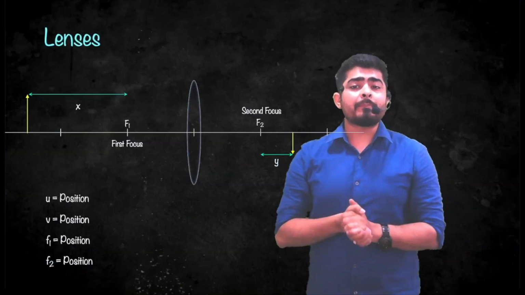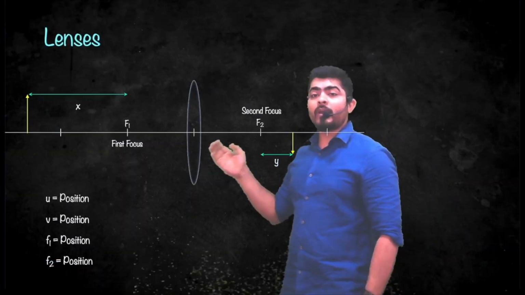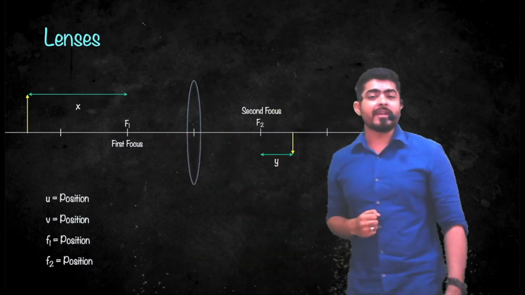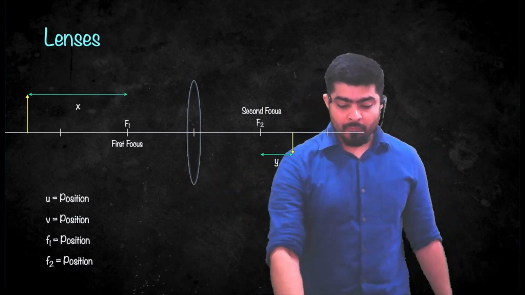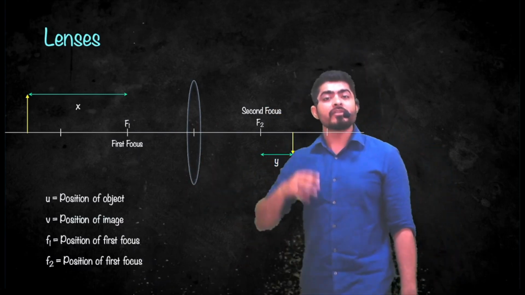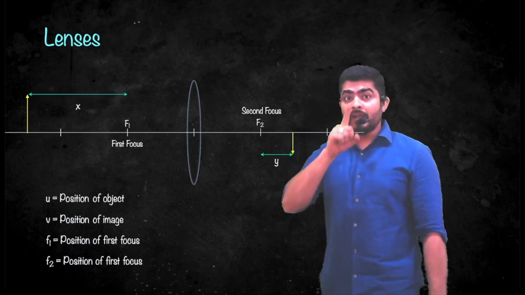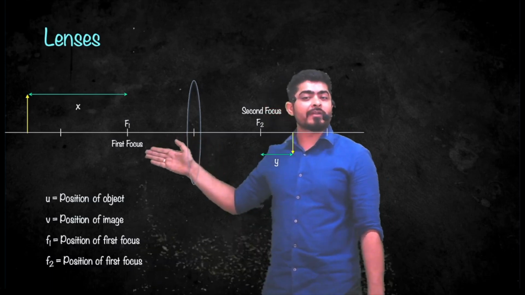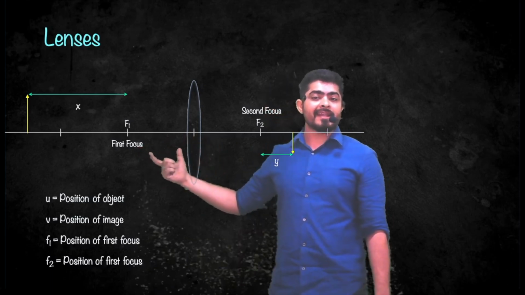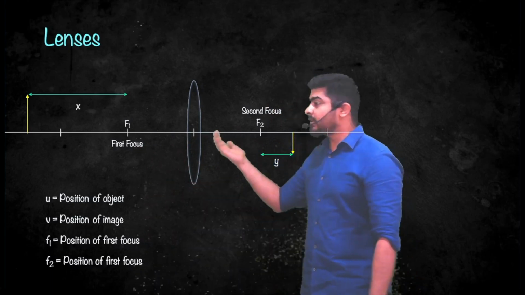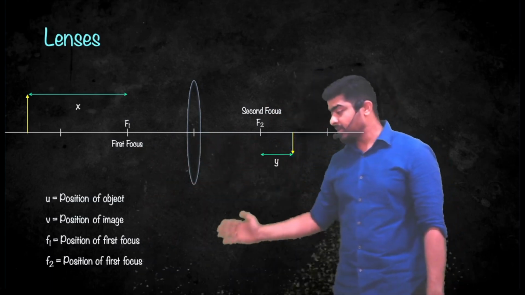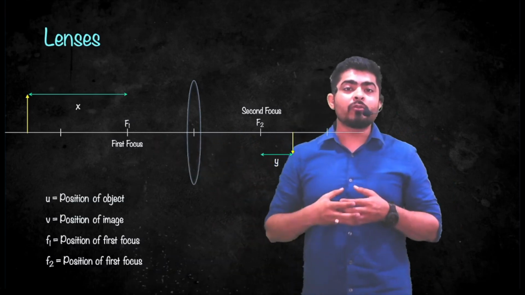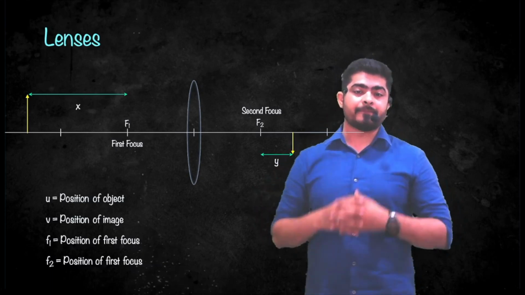Okay, now what would happen in case of a lens? Okay, so now we are measuring the distance from the center of the lens. This is negative direction, this is positive direction. Again, u, v, f1 and f2 are what? Positions of object, image, first focus and second. Now comes the important point. The first focus for convex lens is in the negative direction. So f1 will be negative. Similarly, second focus is in the positive direction. So f2 will be positive. f1 and f2 have same magnitude, but they have opposite sign.